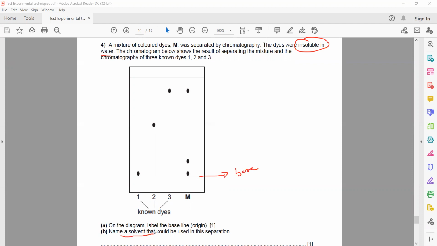Name the solvent. So which solvent should we use? They mention it is insoluble in water. So if something is insoluble in water, we should write alcohol.